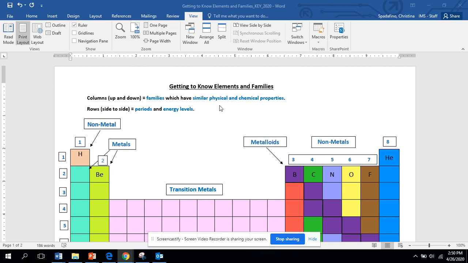All right, let us start filling in our blanks. So columns, the up and downs, those are our families, and those have similar physical and chemical properties.